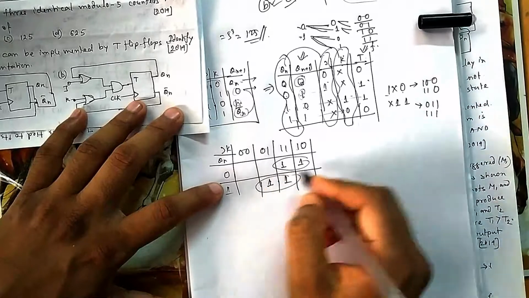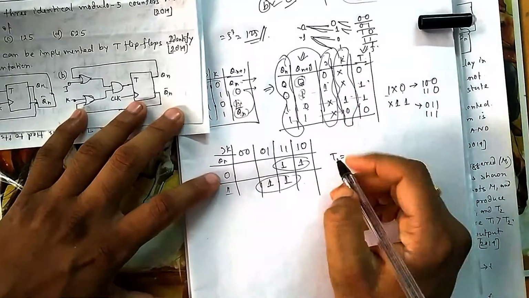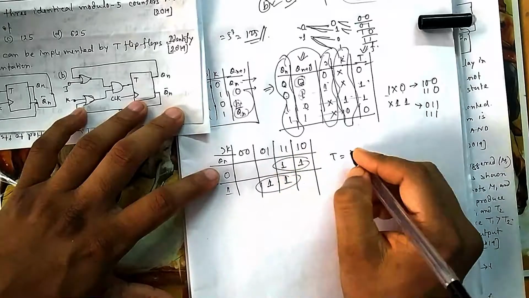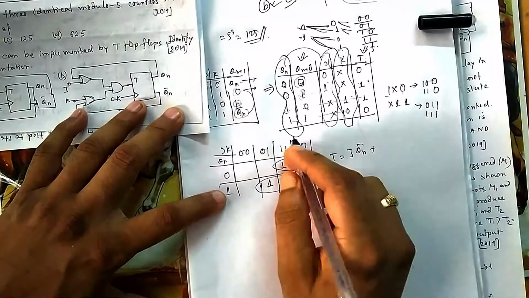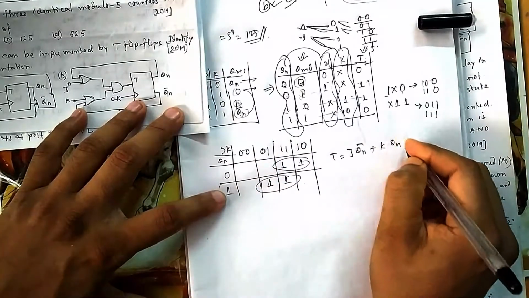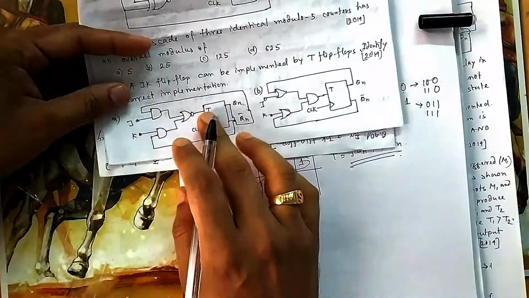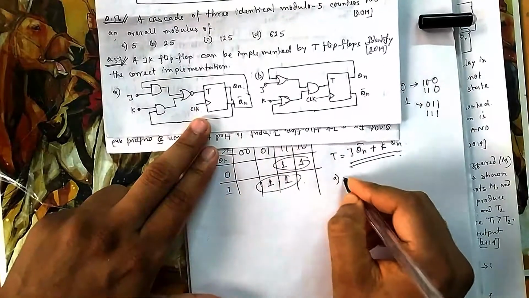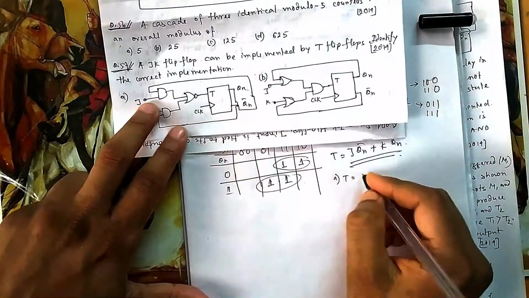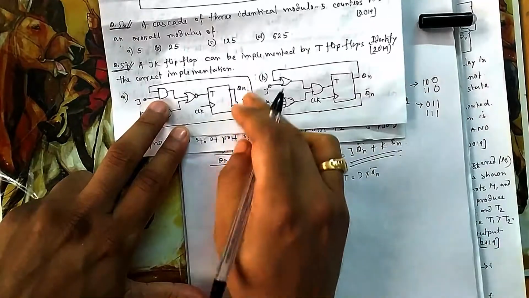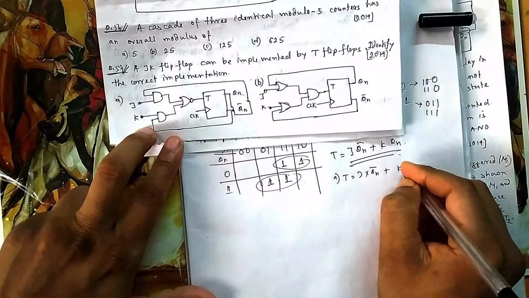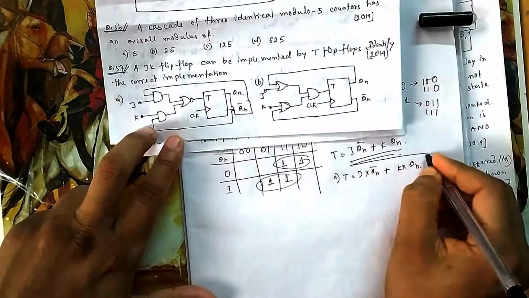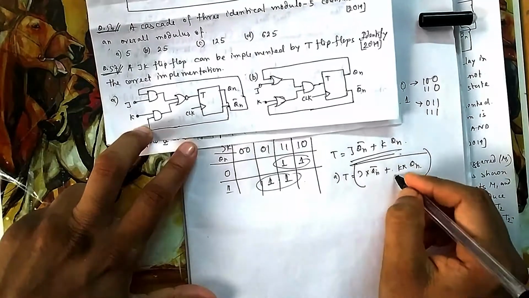So if you simplify these two, your function T, that is your output T I am writing, will be J Qn bar plus K Qn. So this should be your T. Now you can check these options, which option is giving this one. The first option, option A, is giving J into Qn bar plus K into Qn, and then the whole bar. So is it equal to this? No, it is just the opposite of this one.